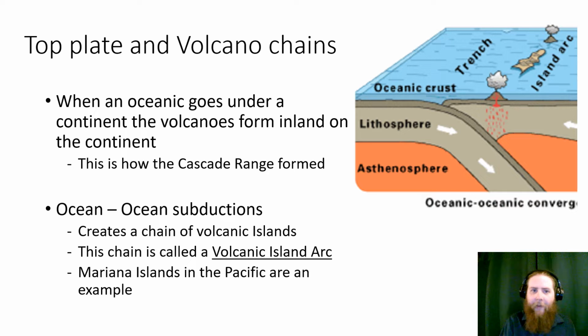So when we see volcano chains or volcanic island chains in the ocean, they are forming on this top plate. When this oceanic plate goes underneath a continent, it's going to form volcanoes inland on the continent. This is how we got the Cascade Range. For ocean to ocean subductions, this creates a chain of volcanic islands, called a volcanic island arc. The Marianas Islands in the Pacific are an example of one of these volcanic island arcs.